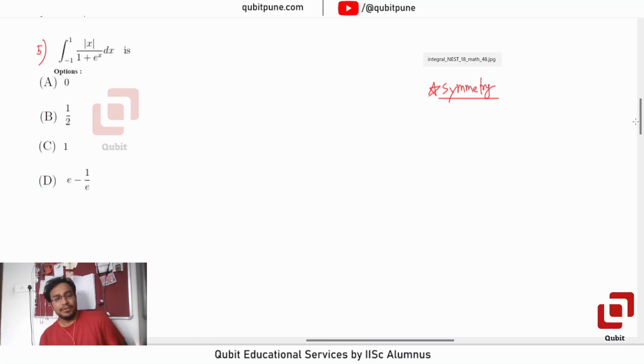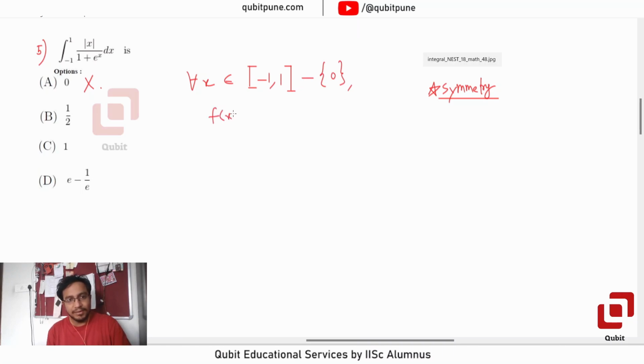Okay, first question to you. Can option A be right? No, sir. A is not right. A cannot be right, because for all values of x in the closed interval -1 to +1 except 0, f of x is positive. So A is not going to be right. Now let us decide whether it is B, C or D.